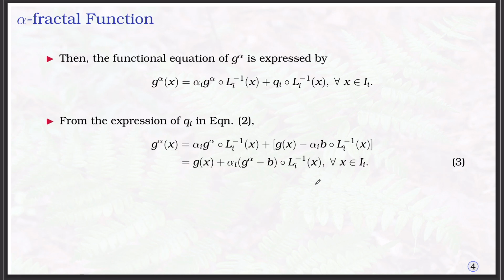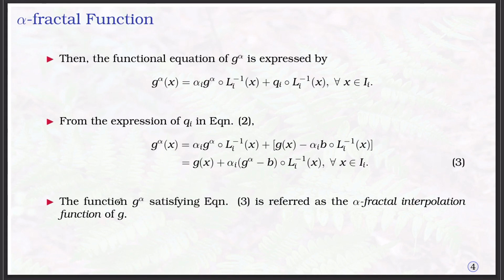You can observe that if alpha I is 0, then g alpha of x is written as g of x. By varying different alpha, we can get different versions of the fractal interpolation function which approximate the g of x. Therefore we are giving the fractal interpolation in terms of alpha. By mentioning this, we give the name as g alpha. Now the function g alpha satisfying this equation 3 is referred to as the alpha fractal interpolation function of g.